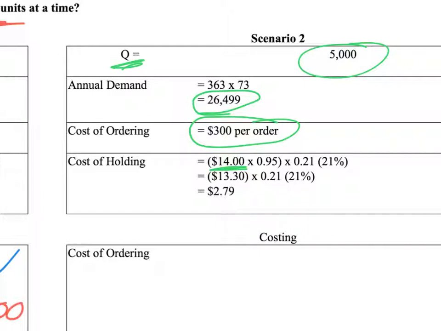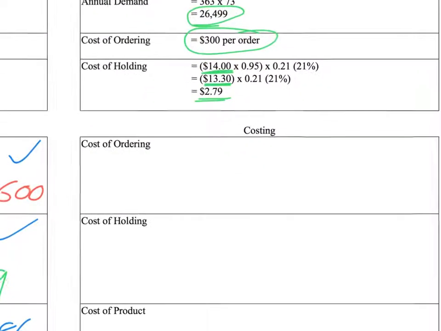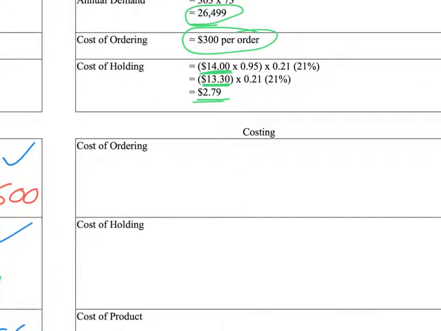So this math, let me undo my little scribble here. 14 times 0.95, or a 5% discount, is actually $13.30. So the new cost of holding per unit is $2.79. Okay, so let's do this again.